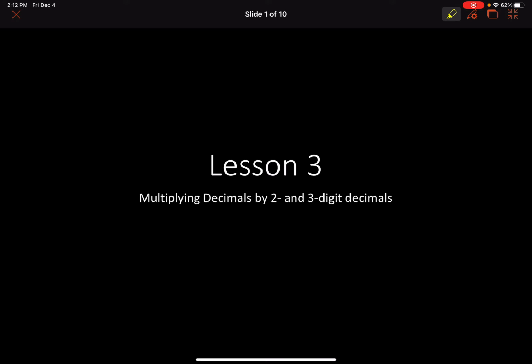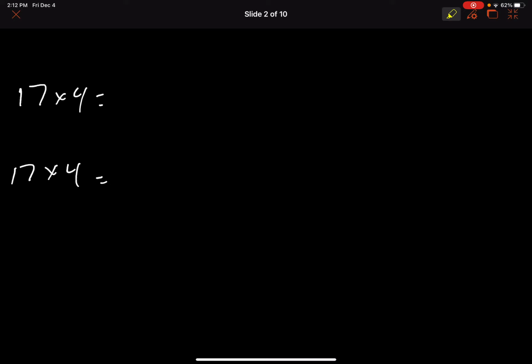All right, welcome back. We're on lesson 3, multiplying decimals by 2 and 3-digit decimals. So, it is easy to multiply whole numbers or decimals with many digits using a calculator and estimation. But what if you don't have a calculator? In this lesson, you're going to learn a couple of strategies for breaking decimal multiplication into smaller, simpler problems, like what we did when you were in younger grades.